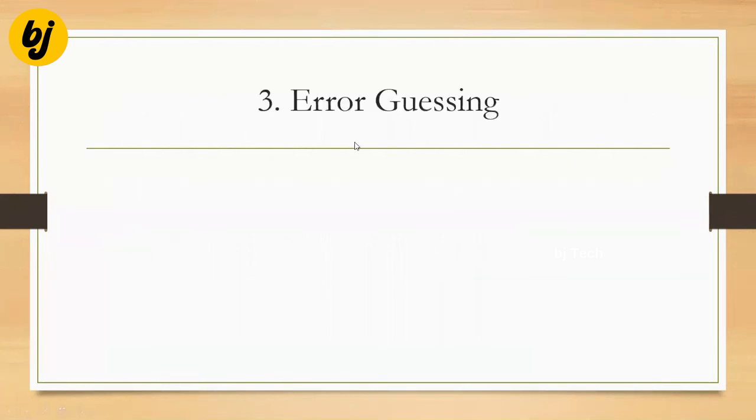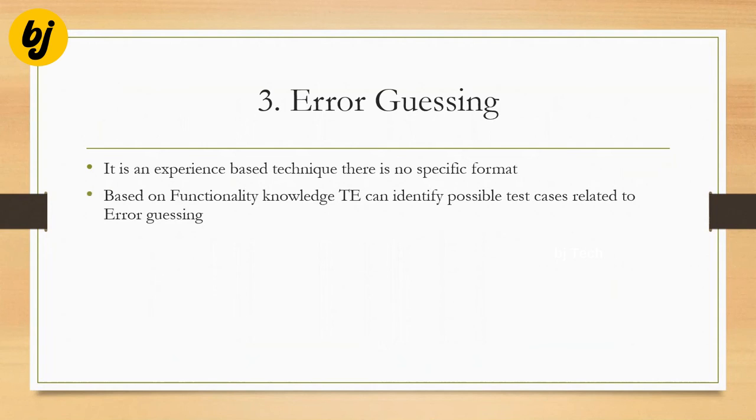Next, the third one is error guessing. What is error guessing? It is an experience-based technique. The name itself says error: you have to guess, and based on that we go for test cases. It is an experience-based technique; there are no rules for this. How we derive the test cases related to error guessing is based on your previous experience, that is, on functional knowledge. Based on functional knowledge, a test engineer can identify possible test cases related to error guessing.